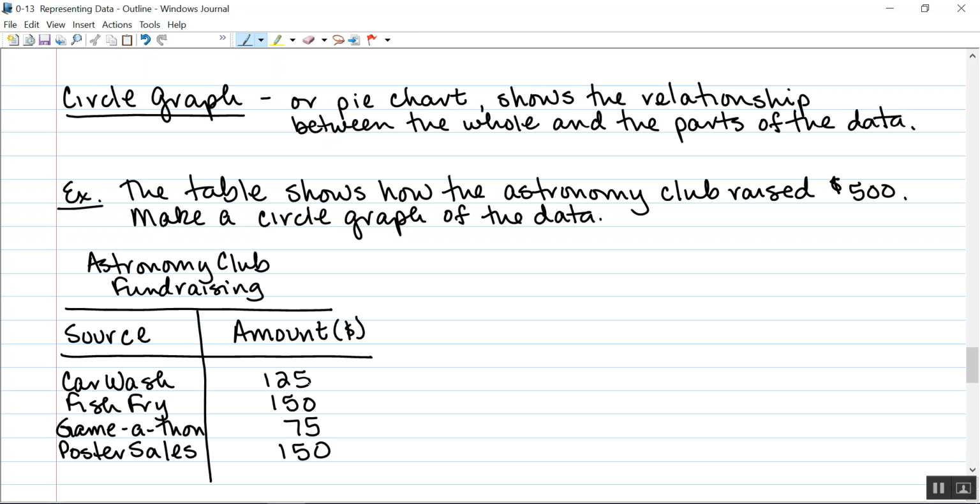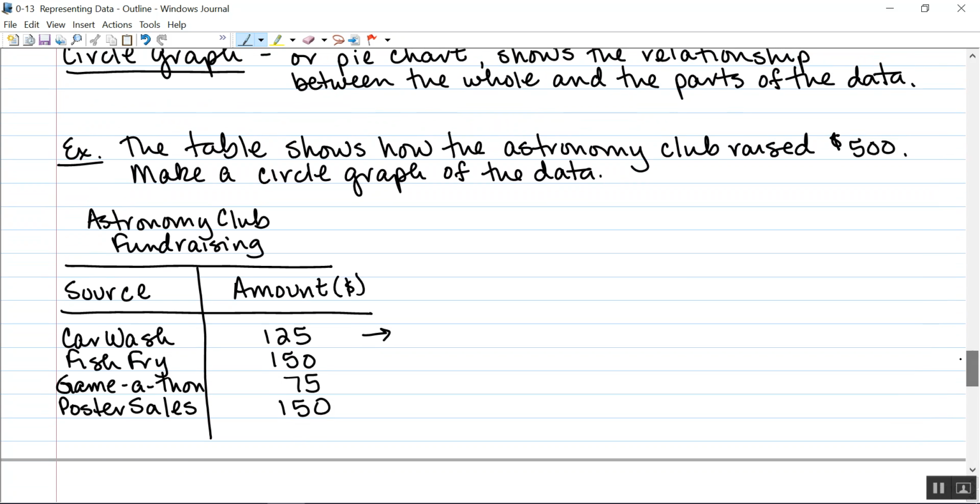So at a car wash, they raised $125. At a fish fry, they raised $150. At a game-a-thon, they raised $75. And through poster sales, they raised $150. And that total is $500. So I need to figure out what fraction of the circle, or how many degrees of a total circle, each one of these sources of income represents. So to do that, I'm going to have to pull out my calculator and do a little math here.